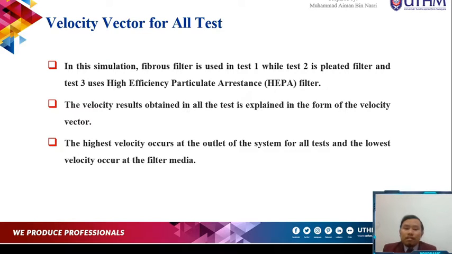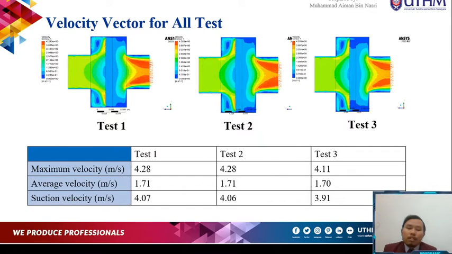The velocity result obtained in all the tests is explained in the form of the velocity vector. The highest velocity occurs at the outlet of the system for all tests, and the lowest velocity occurs at the filter media.